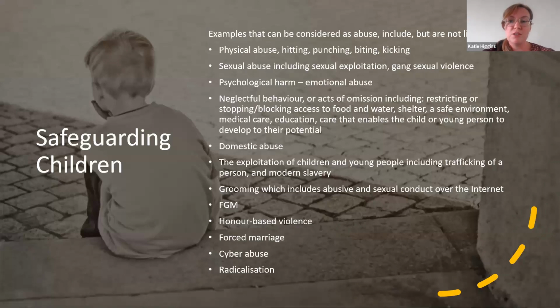FGM, so female genital mutilation. This is a police matter as well as a social care matter. So if you are looking after a child who you feel might be at risk of FGM, or you have suspicions that they might have had FGM, then that is something that needs to be reported to the police and social care. Honour-based violence and forced marriage, cyber abuse and radicalisation. So those are just some examples of what can be considered as abuse. But again, that list isn't exhaustive, and there are many more that can be added to it as well.